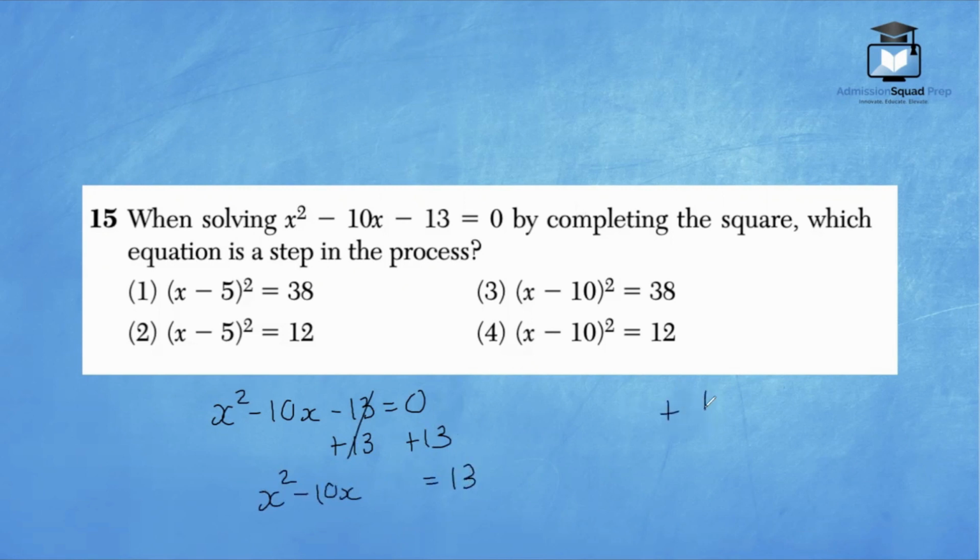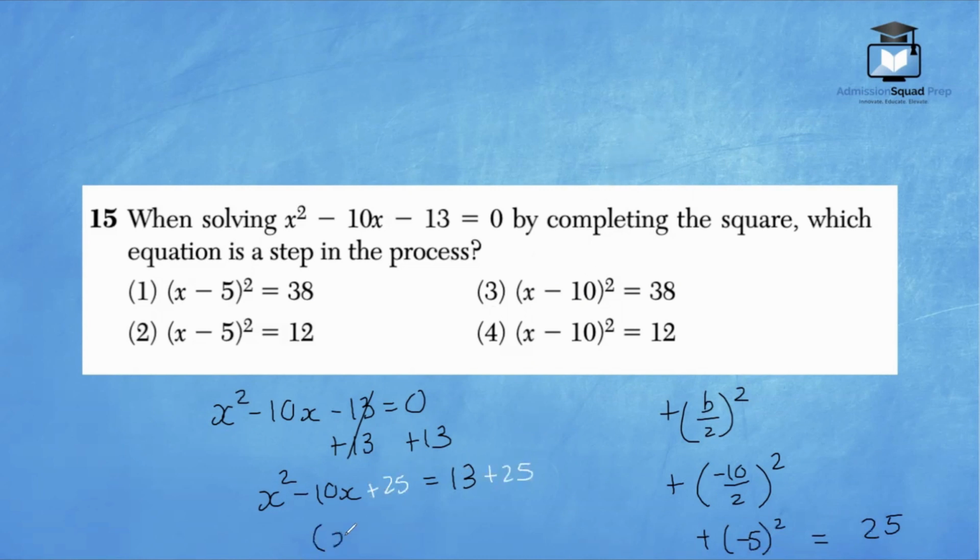Then we're going to add b over 2 squared to both sides. So what is b? b is -10 divided by 2, and then we're going to square it. -10 divided by 2 is -5, and -5 squared is 25. So let's go ahead and add 25 to both sides. We now have x minus 5 squared, because I went ahead and factored the left-hand side, equals 38.